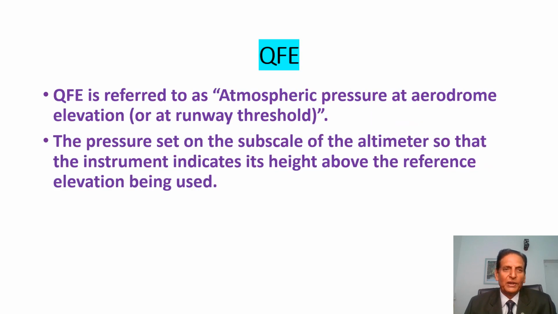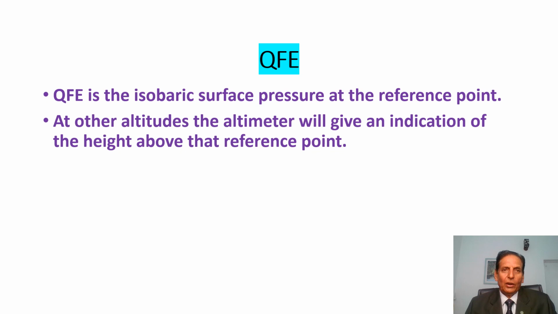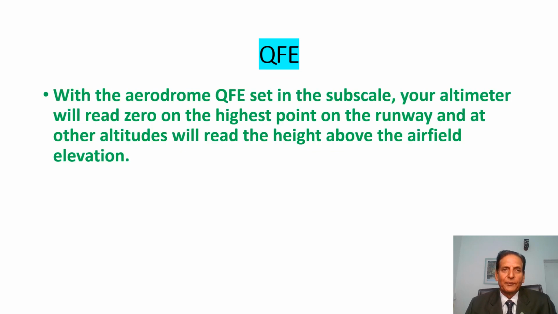Now let's have a look at the QFE. QFE is referred to as atmospheric pressure at aerodrome elevation or at runway threshold. It is the pressure set on the subscale of the altimeter so that the instrument indicates its height above the reference elevation being used. QFE is the isobaric surface pressure at the reference point. At other altitudes, the altimeter will give an indication of the height above that reference point.